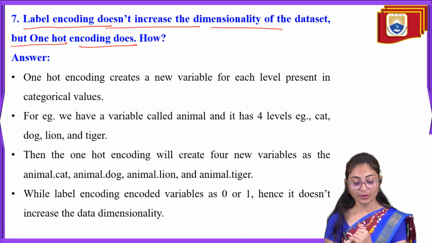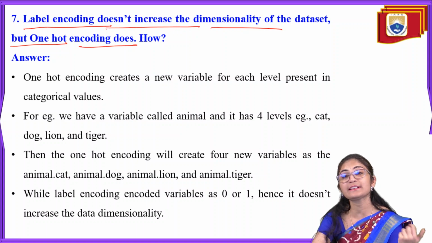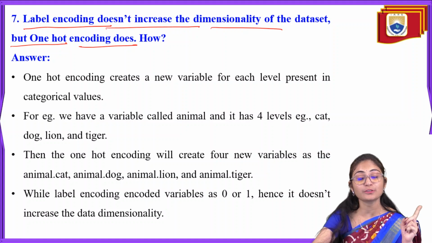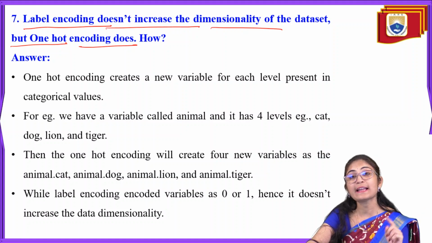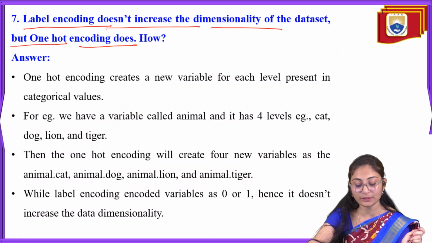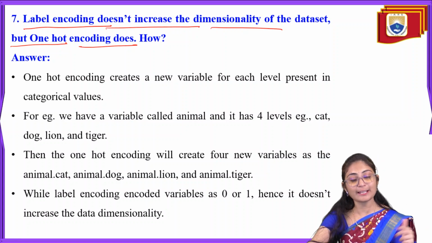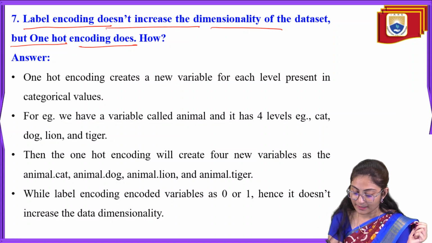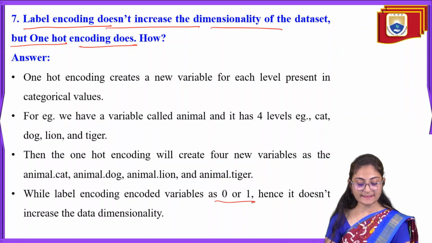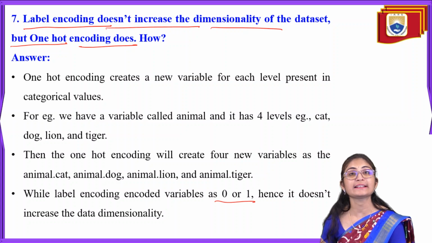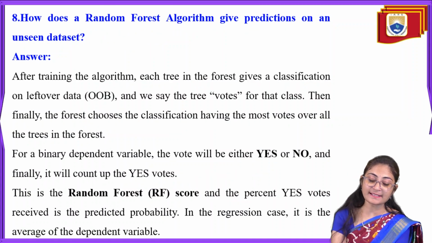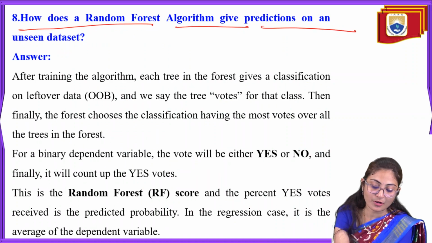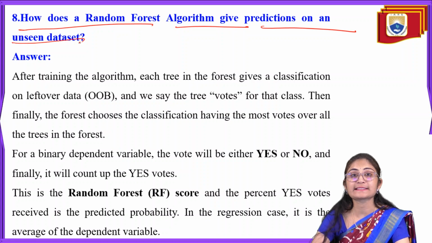Then one hot encoding will create 4 new variables: animal.cat, animal.dog, animal.lion and animal.tiger. While label encoding gives a variable values like 0 or 1, hence we can say it doesn't increase the data dimensionality. Next, how does the random forest algorithm give predictions on an unseen data set?